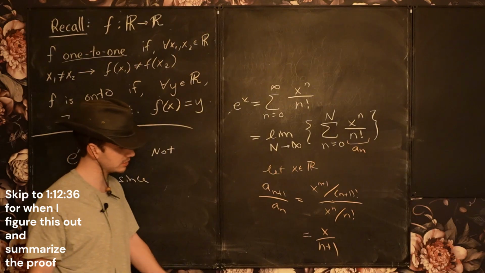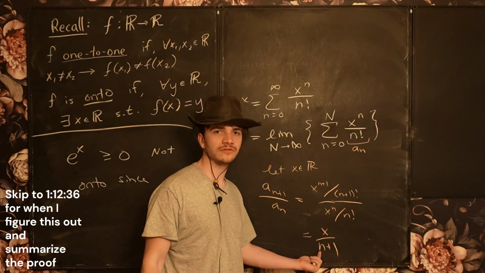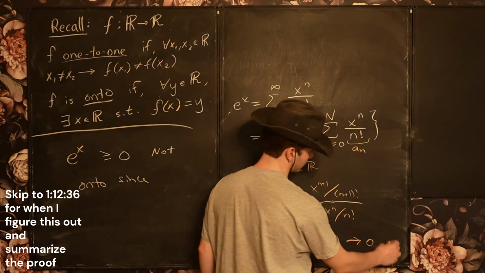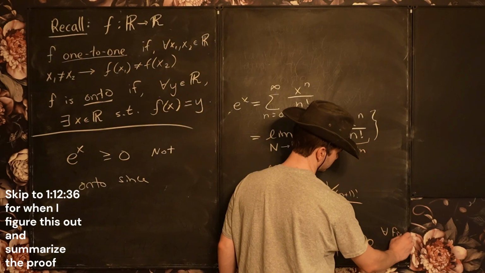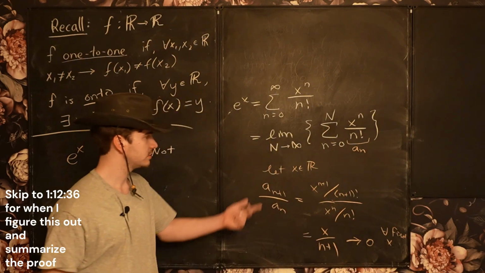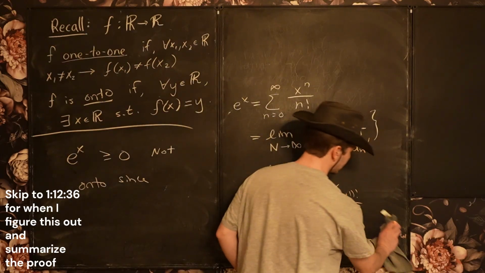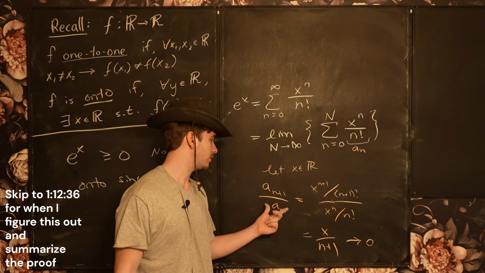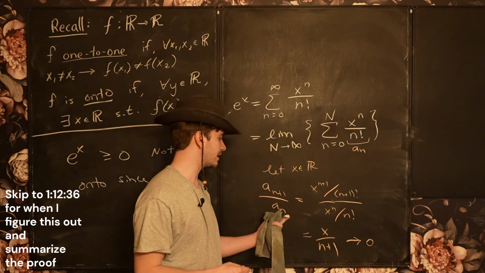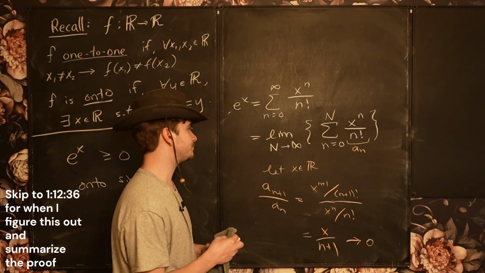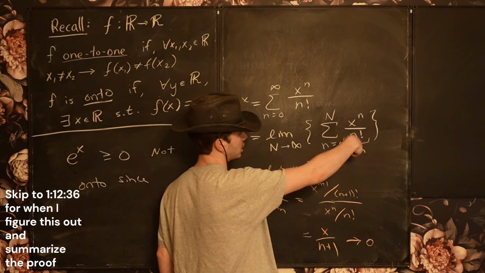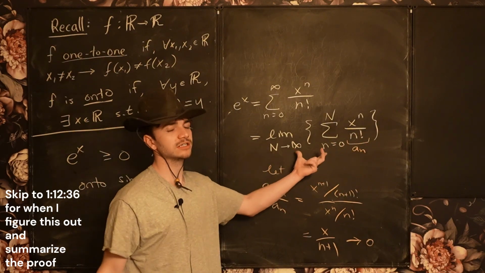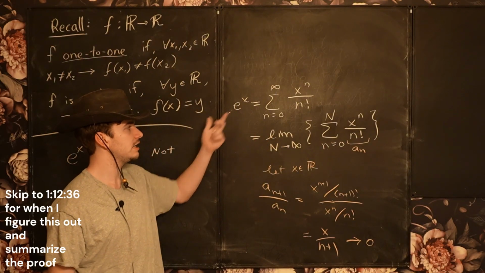And x over n plus 1, for n large enough, goes to 0 for all fixed x. So x is arbitrary, and this thing will go to 0. It's x over n plus 1, which means that the ratio of a sub n plus 1 over a sub n is going to 0. What you conclude is that if their ratio is going to 0, then you can show that this limit must exist, so it's actually well defined. And then e to the x is well defined.